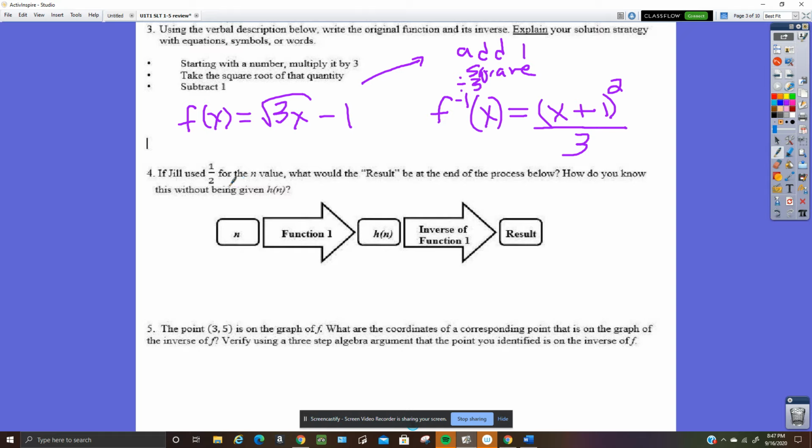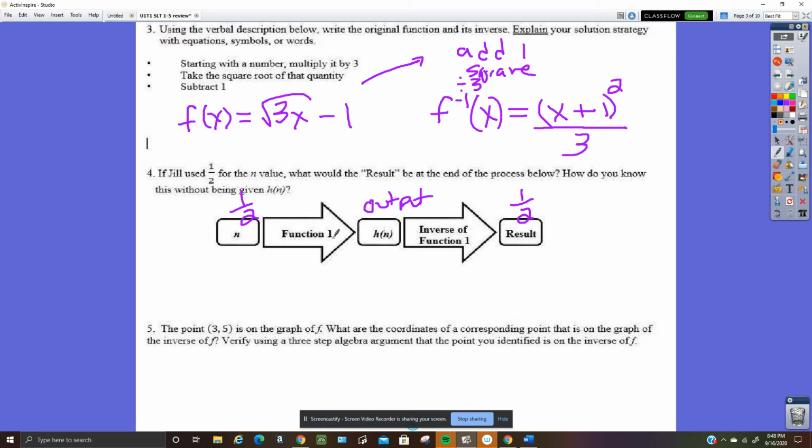All right, if Jill used 1/2 for the n value, what would the result be at the end of the process below? Explain how you would know this without being given h of n. So in other words, if you plug 1/2 in here, you get some output. Plug that into the inverse, and the result is 1/2.